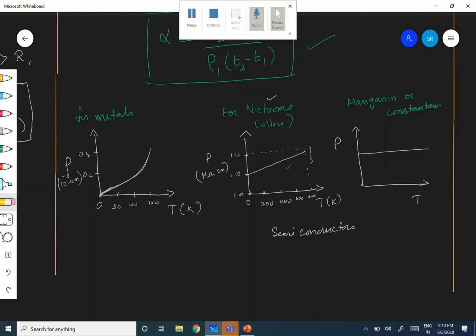The number density of electrons in the conduction band will increase exponentially, and therefore what will happen? How to plot a graph here? Rho versus temperature, it is an exponential decrease. Therefore, there is an exponential decrease in the resistivity in the case of a semiconductor.